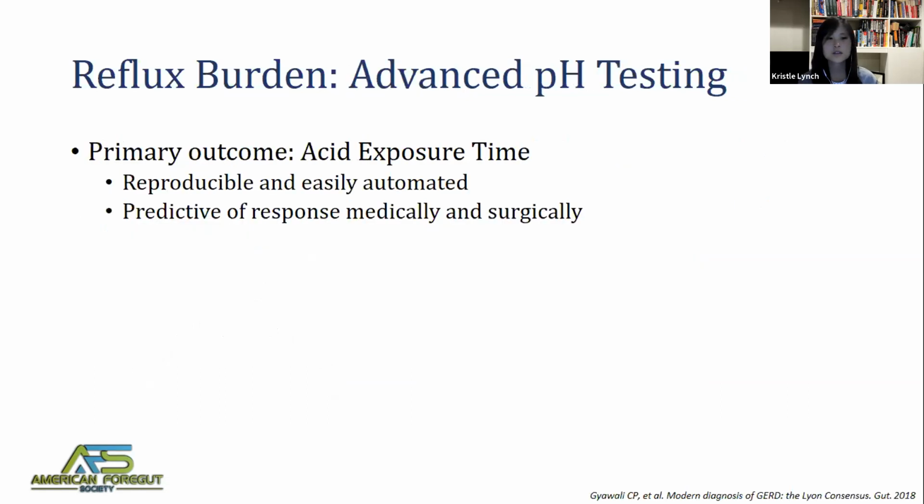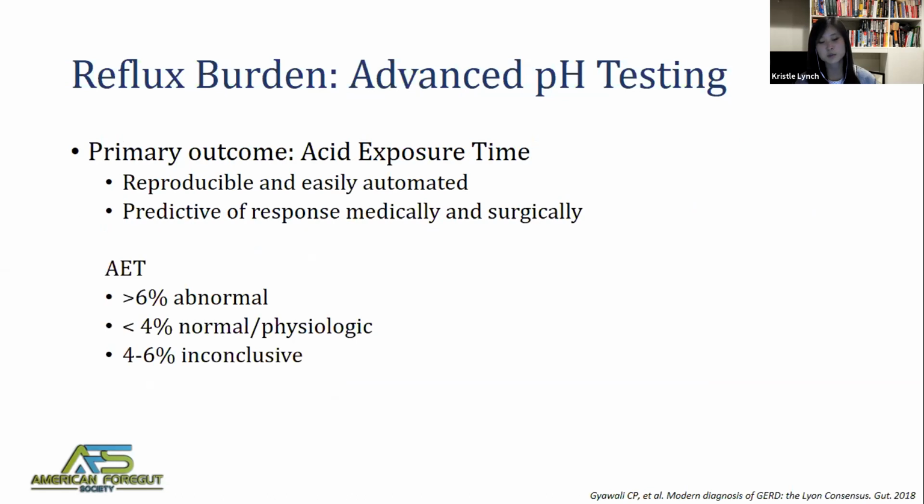So what do we look at when we get this huge report of all of these numbers on advanced pH testing? So the main primary outcome is acid exposure time. It's reproducible, it's easily automated, and we've seen studies where it's predictive of response both medically and surgically.